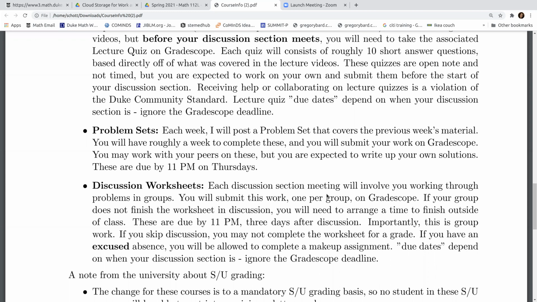I will post those each week. You'll get roughly a week to do them. And importantly, it always covers the previous week's material. Typically they're, I don't know, about 5 questions. Some of those questions could have many parts. You don't want to put those off, but that category has the same due date for all students, regardless of your section. Those are going to be due by 11 p.m. on Thursdays. Generally I'll release each problem set maybe Thursday night or Friday morning.